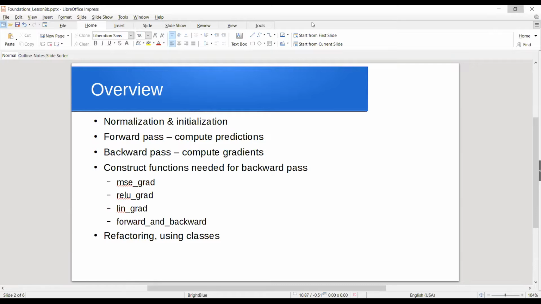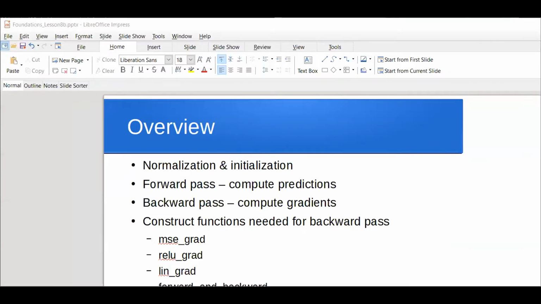So I'm going to just dive right into the notebook, because that's the best way. If you haven't done it already, then that's the next thing that you want to do to review this lesson.